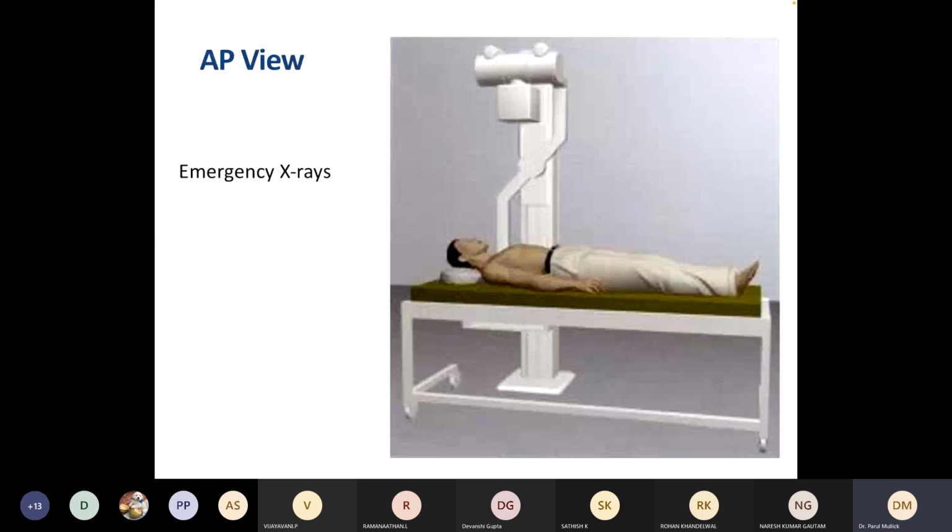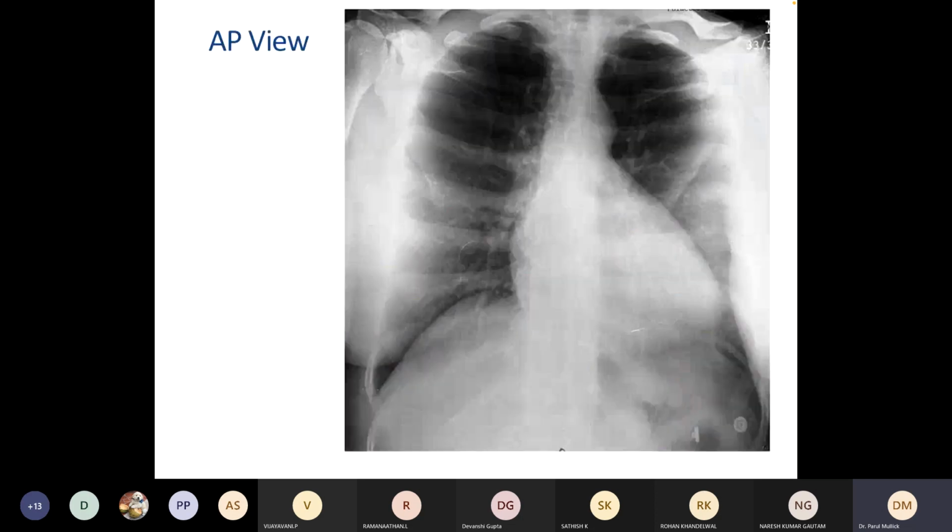Right. Now, in an AP film, these are basically emergency x-rays where the patient cannot stand. So they're usually in a supine position. And in your films, the rays are coming from the anterior aspect and the cassette is on the posterior aspect. Okay. So this is an AP film.